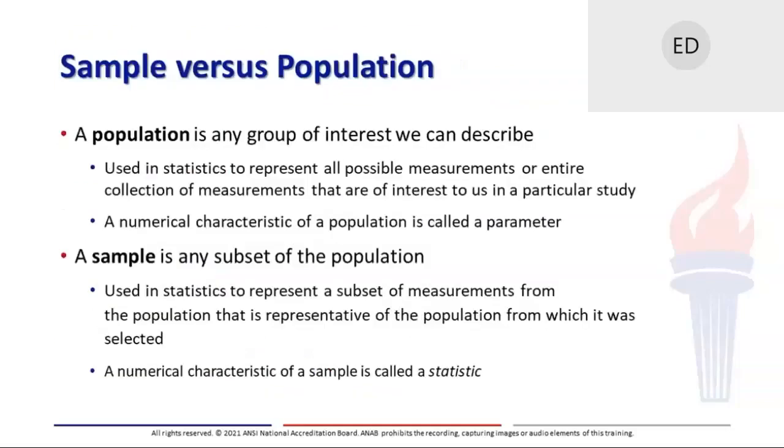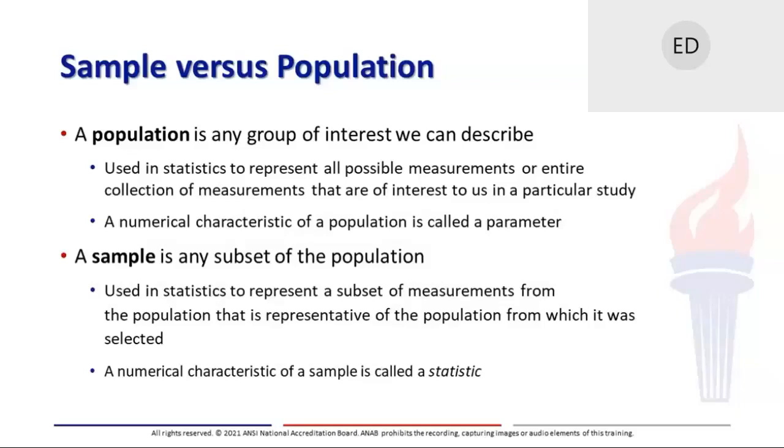To look at sampling, we first have to know, what is a sample versus a population? A population is any group of interest we can describe. It's used in statistics really to represent all possible measurements or the entire collection of measurements that are of interest to us in any particular study. If we do a numerical characterization of that population, it's called a population parameter. A sample, on the other hand, is a subset of that population, and it's used in statistics to represent a subset of the measurements from the population that is representative of that population from which it's selected.